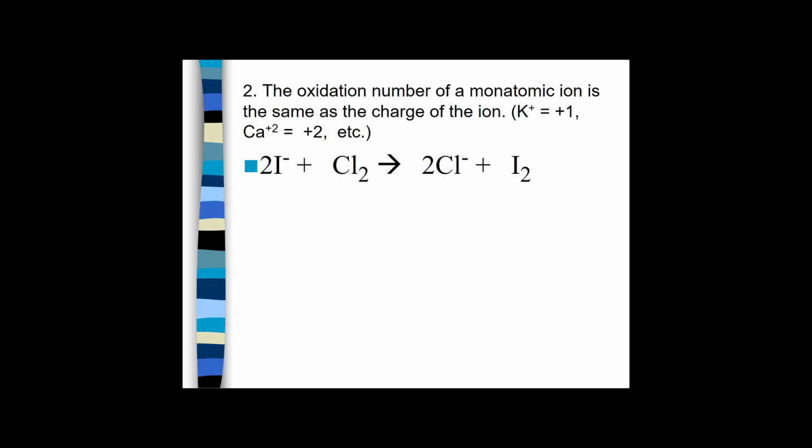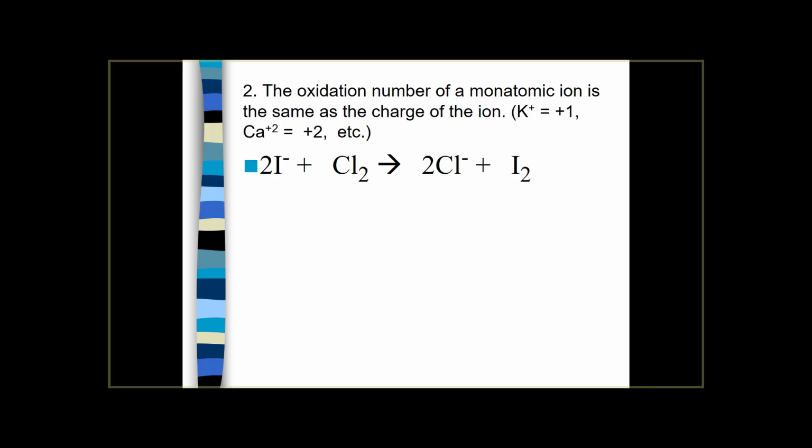The next rule is if you have a monatomic ion, that is an atom with a charge, the oxidation number will be whatever its charge is. So the first thing I have here is this iodide ion, and its charge is -1, so that is its oxidation number, a -1. The Cl2 is an element, so it has an oxidation number of 0. And then I have chloride ion, oxidation number of -1, and then next the element iodine.